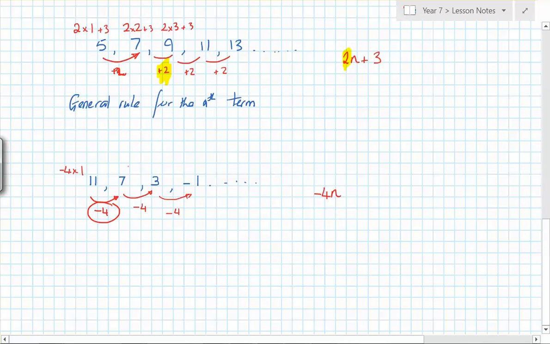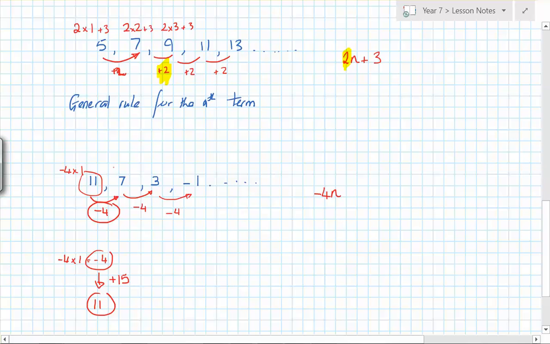Minus 4. But we need 11. So how do I get from -4 times 1, which is -4, to 11, because that's what's here? What do I have to do to -4 to get to 11? Add 15. Yeah? Imagine it's temperature, from -4 up to 11.